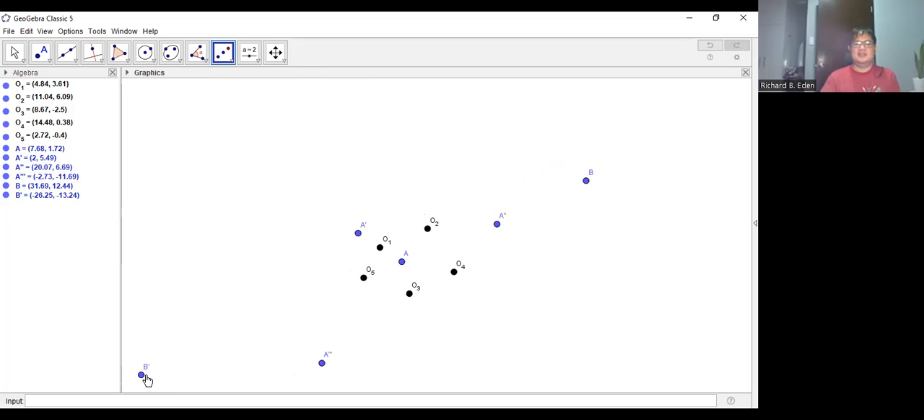Ayun. And then, balik ulit, with respect to O1, palayo po, then with respect to O2, with respect to O3, with respect to O4. Lumilit! Nasa C prime na tayo, no? Tignan mo nung point A, ang coordinates niya ay 7.68, 1.72.